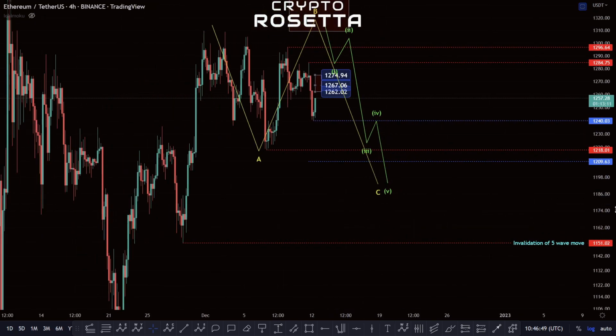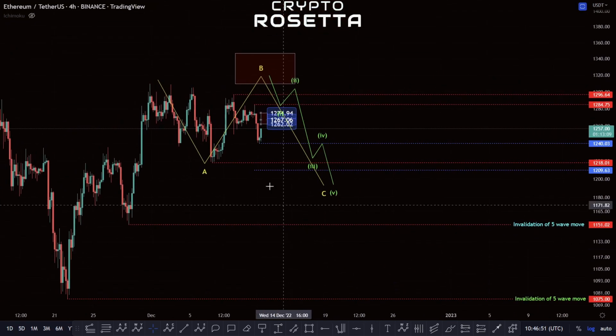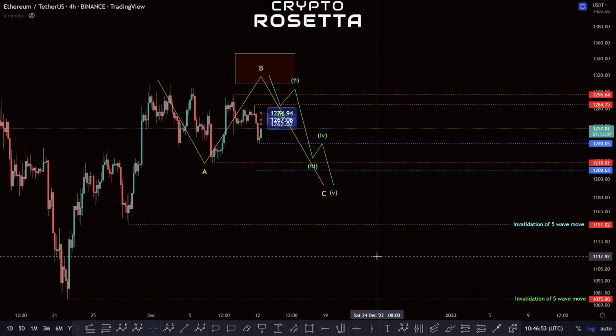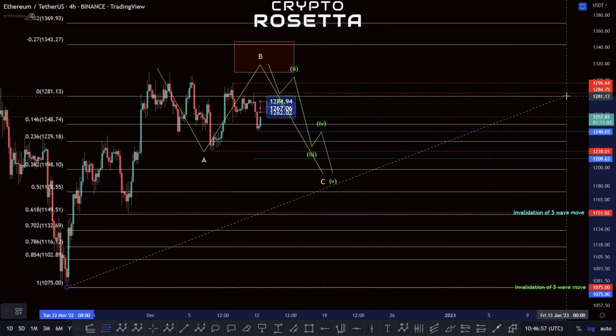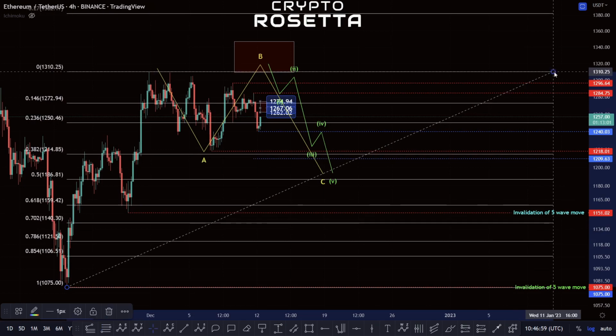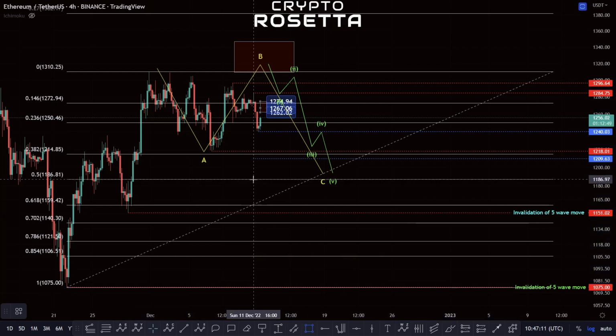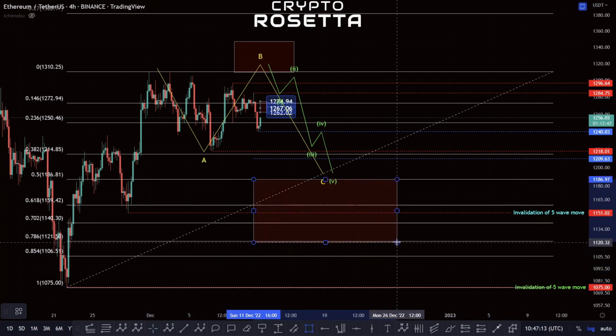If we do take out this low here at 12.18, my next area of support that I would be looking at is potentially here between this 11.86 and this 11.21. It would be possible that we could look to move down further into this move and basically find support in this box area here, the price targets which we've just gone over.